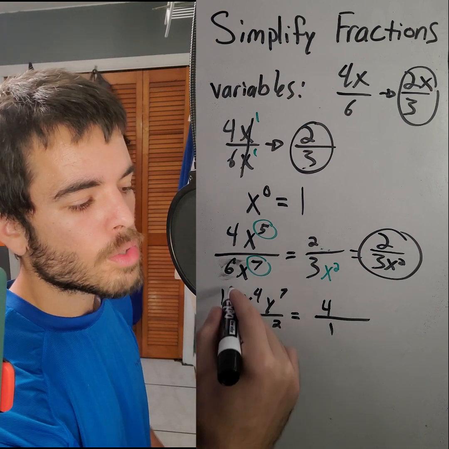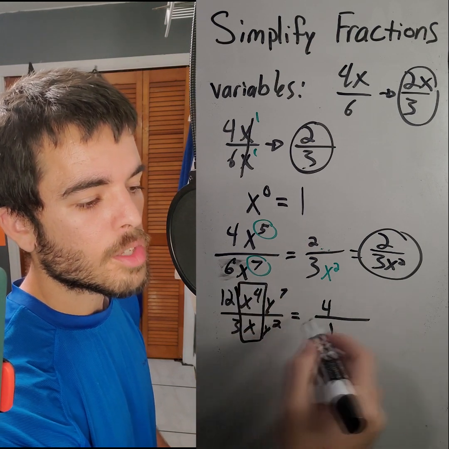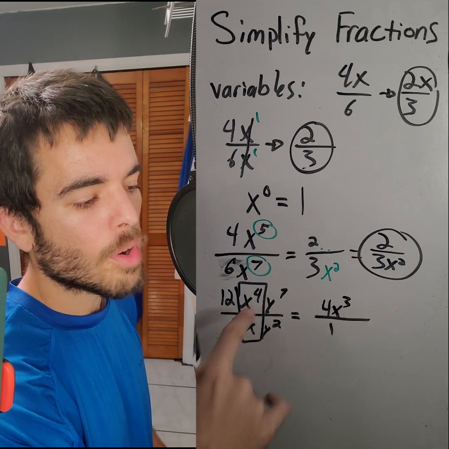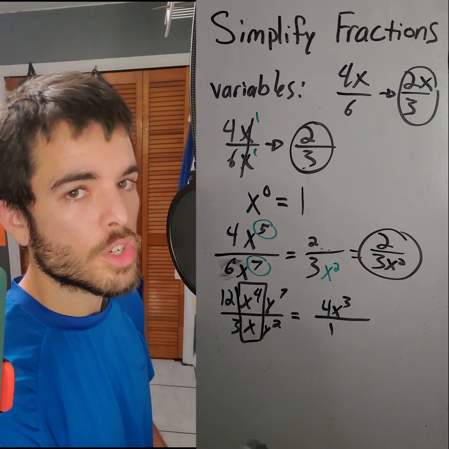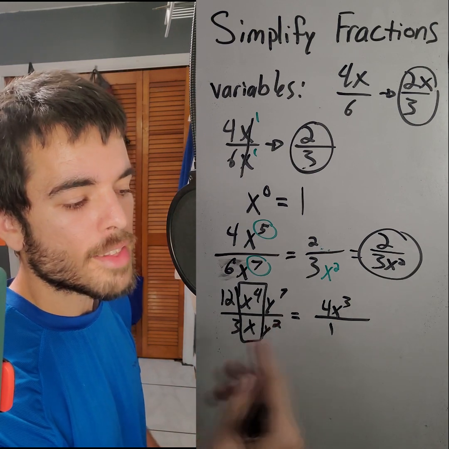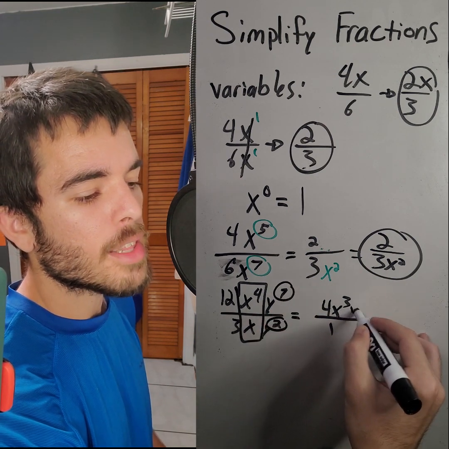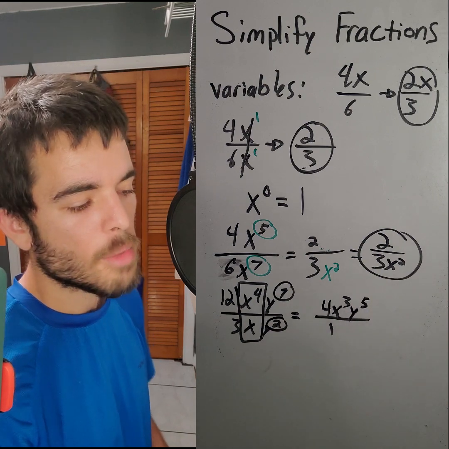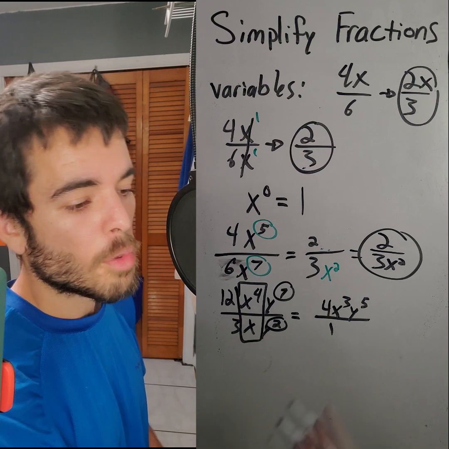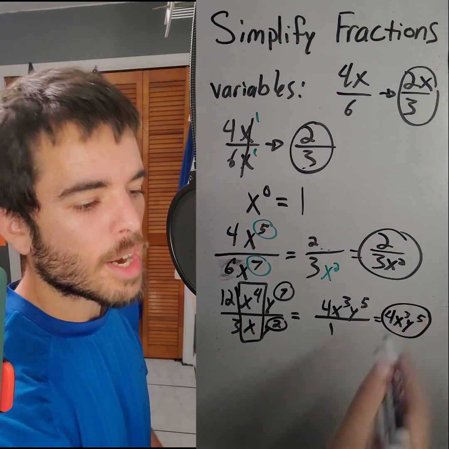Focusing on the x values, we have 4 minus 1. Don't forget the invisible 1 down there. So we have x to the 3rd power. I put the x to the 3rd power up top because the 4 is what is on top. The larger number is on top in that case. Now let's look at the y values. We have y to the 7th, y to the 2nd. The difference between those is 5, and I'm going to be putting that to the top of the fraction because the larger exponent for the y values is also on top. So my real final answer here is just 4x to the 3rd, y to the 5th. No need for a fraction bar.